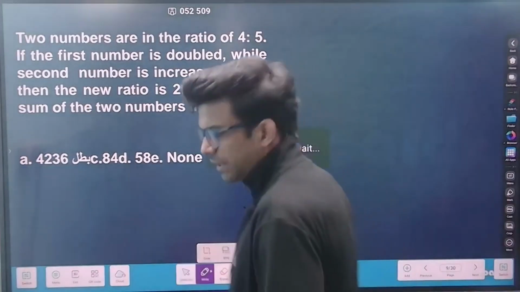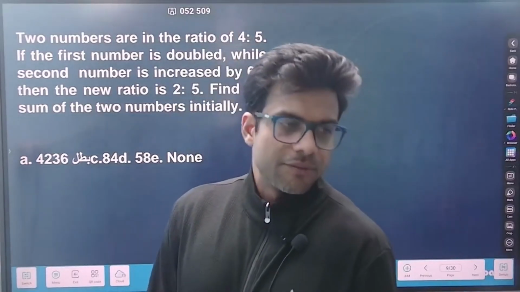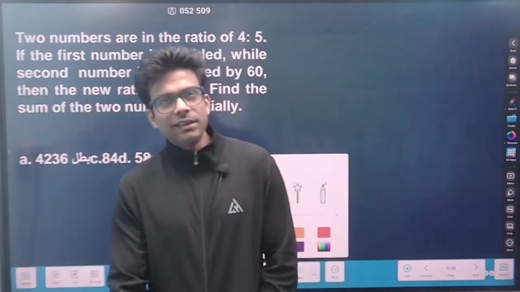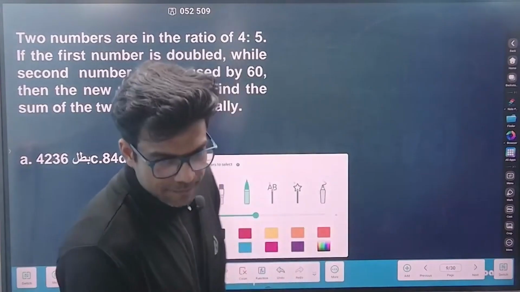So this was easy, I guess. Anyone had it solved? ये तो easy था. बच्चों ये तो बहुत easy था. ये तो बन जाता आपसे. This was easy question. चलो कोई बात नहीं.